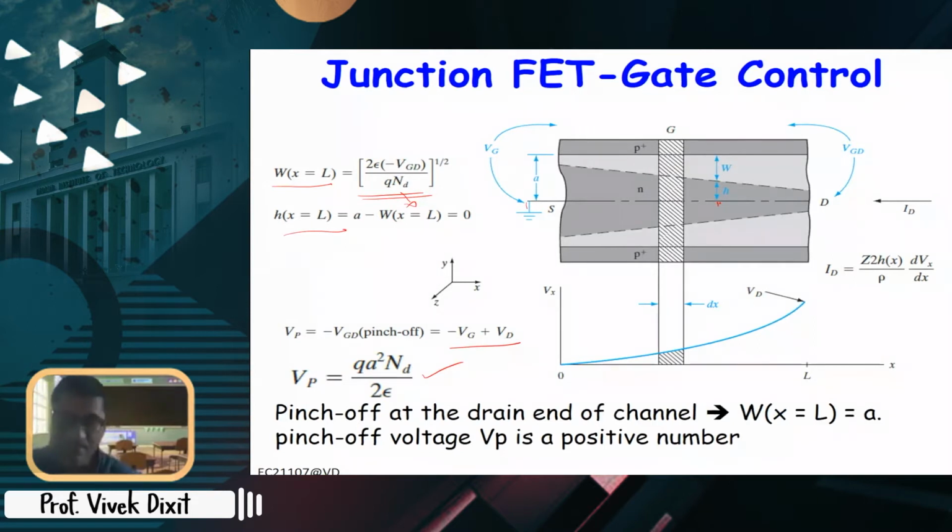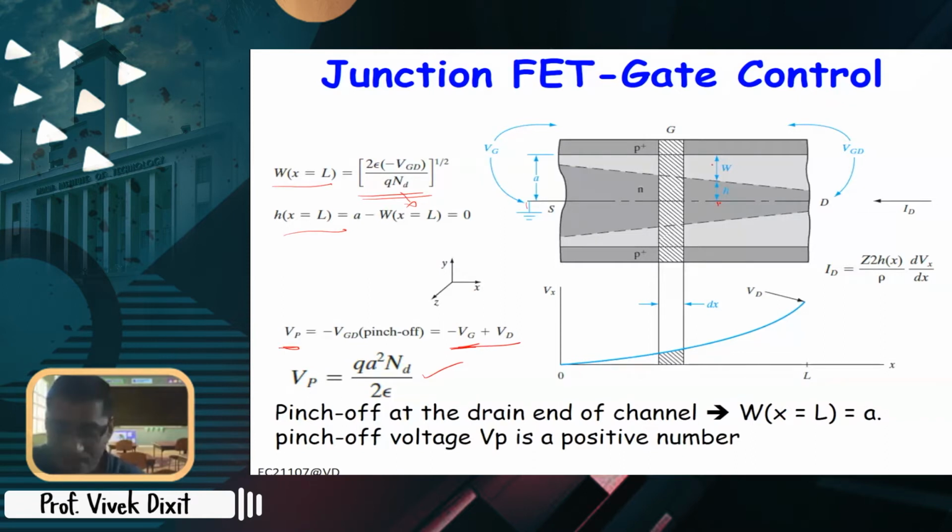So what will happen for a given gate voltage? For a given gate voltage, if you increase the drain voltage, right? So the current will increase initially, but once it reaches V pinch off, right, it will become constant.